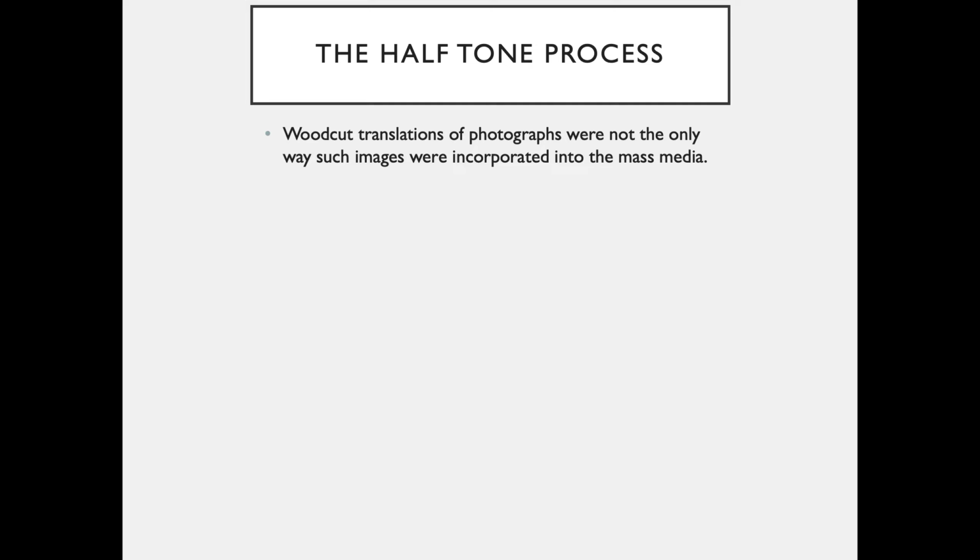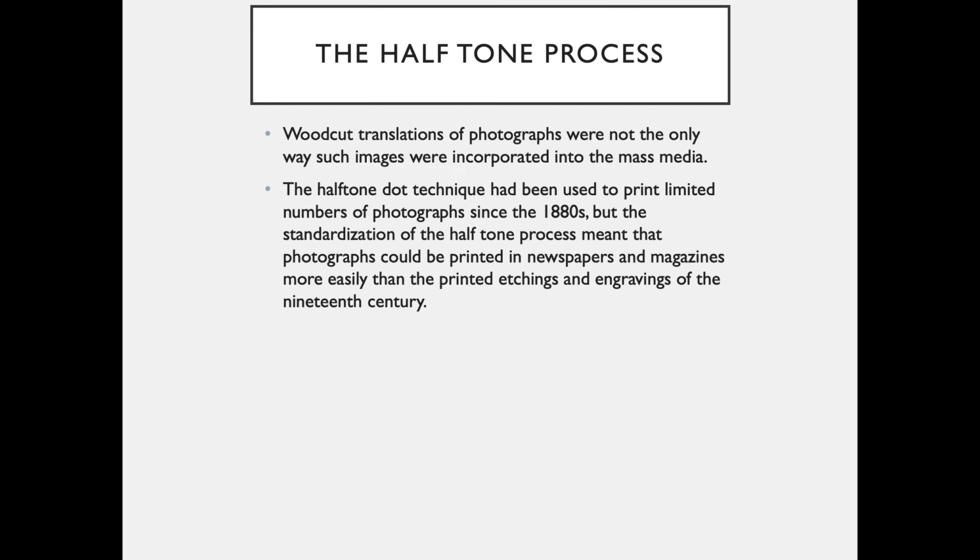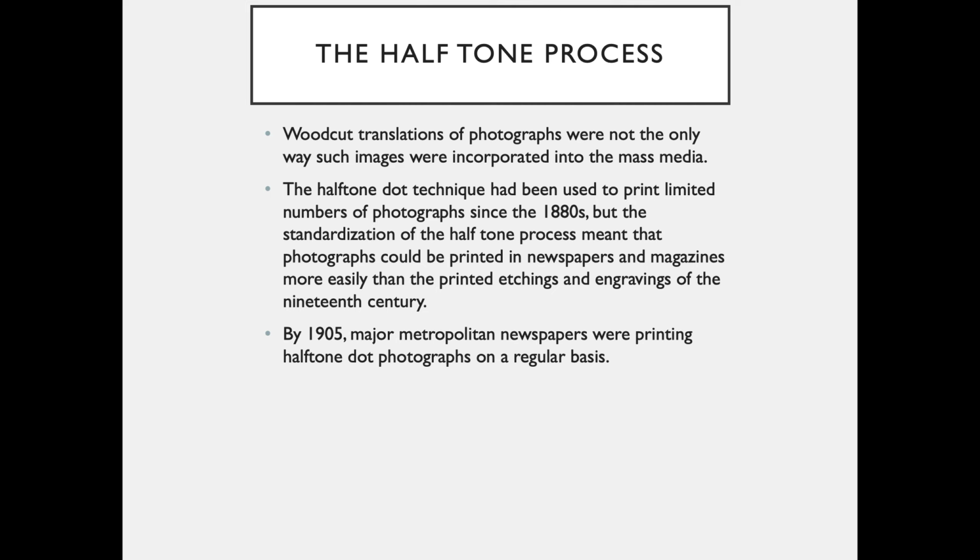All right, the halftone process. Woodcut translations of photographs were not the only way such images were incorporated into the mass media. The halftone dot technique had been used to print limited numbers of photographs since the 1880s, but the standardization of the halftone process meant that photographs could be printed in newspapers and magazines more easily than the printed etchings and engravings of the 19th century. By 1905, major metropolitan newspapers were printing halftone dot photographs on a regular basis.